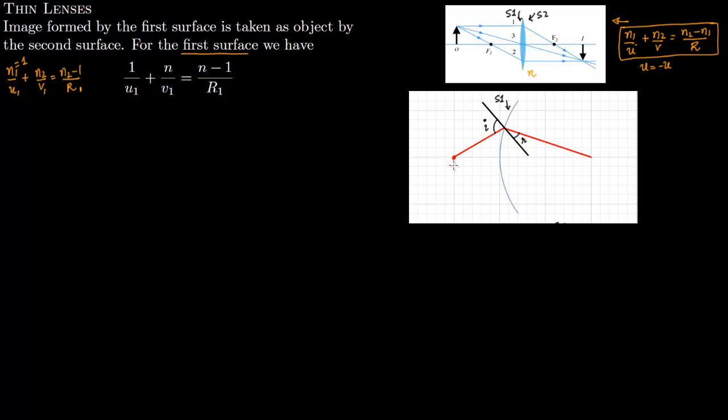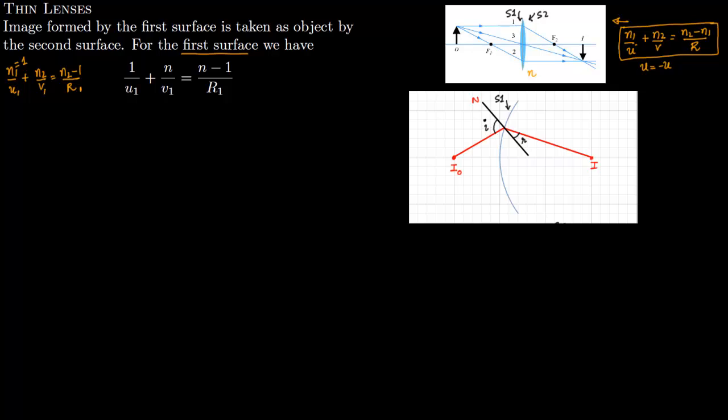So you have an object here. This is where you place the object, and this object has an image right here. I will say I0 for the initial placement of the object, and this is the image of the object. This we have done before. This black line is the normal. You have an angle of incidence and an angle of refraction.